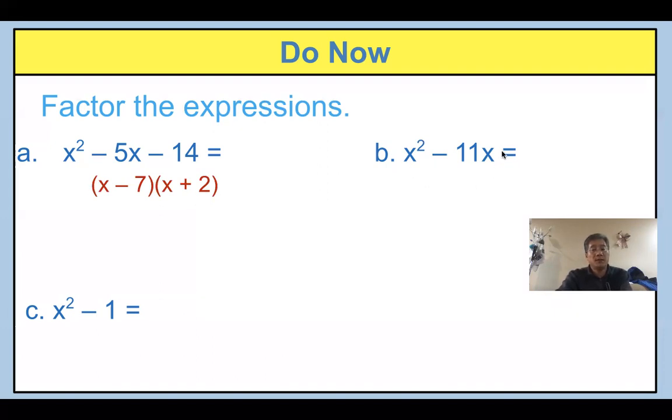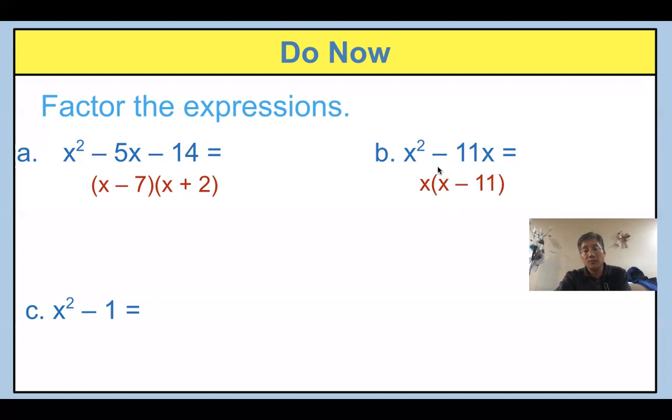How about the B? Oh, this one doesn't have a C here. What does it mean then? Yeah, C is 0, right? Then when you multiply two numbers, it becomes 0. To become 0, one of them must be 0. Then it's going to be very easy. The other one, when you add 0 and the other number, it becomes negative 11. Then what is it? Negative 11. So your answer is x plus or minus 0, both are 0, so x times x minus 11, right?